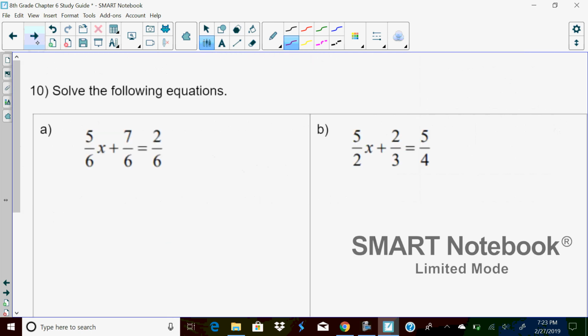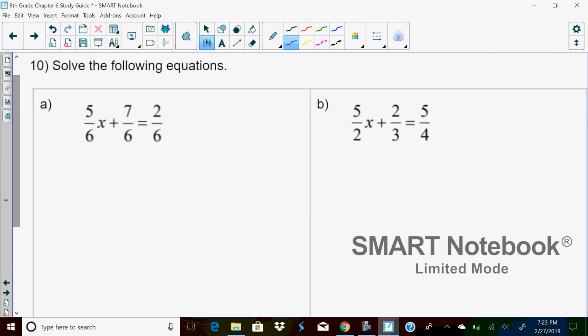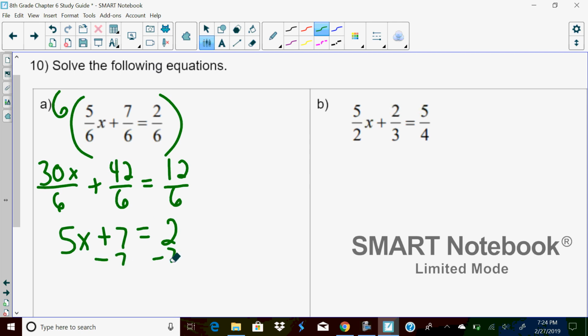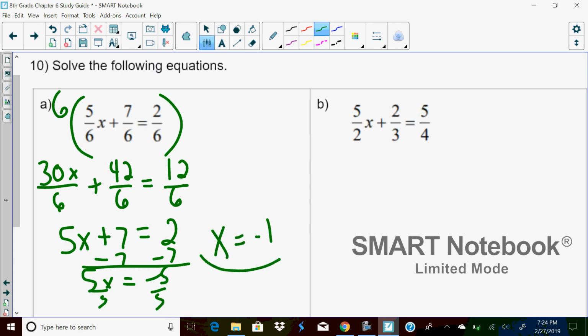Problem 10, solve the following equations. So for these, we're going to multiply through by a common denominator in order to get rid of the denominators. So this first one, they all have a common denominator, 6. So I'm going to get 30x over 6 plus 42 over 6 equals 12 over 6. And then I simplify, so I get 5x plus 7 equals 2. So I get 5x equals negative 5. So x is going to equal negative 1.